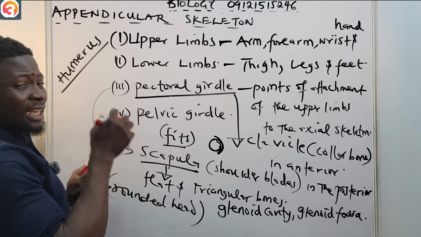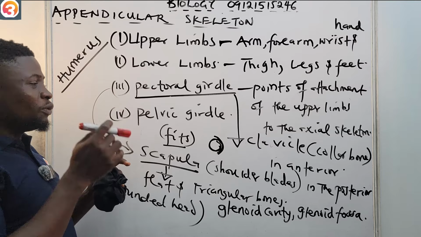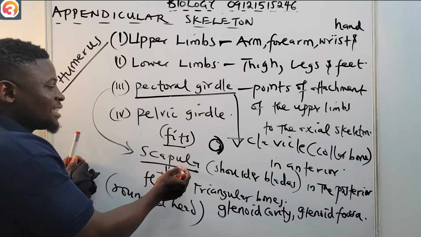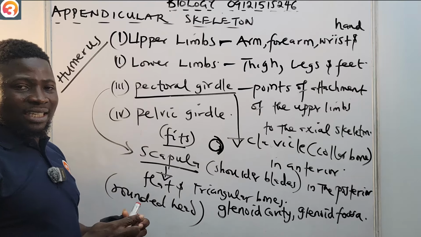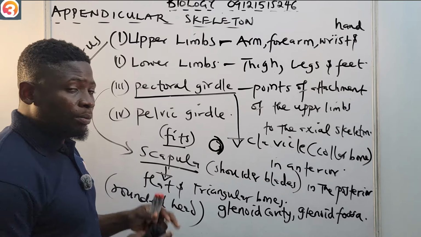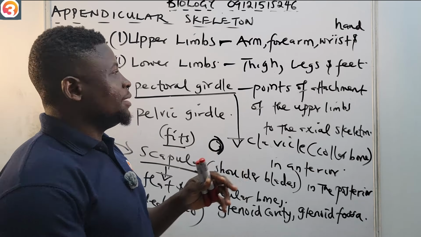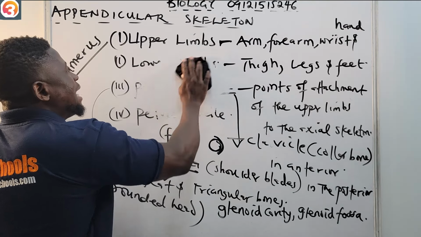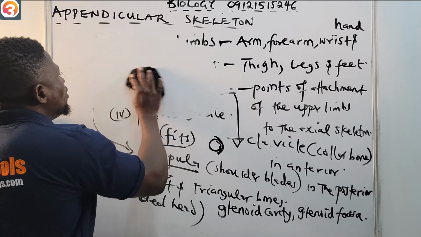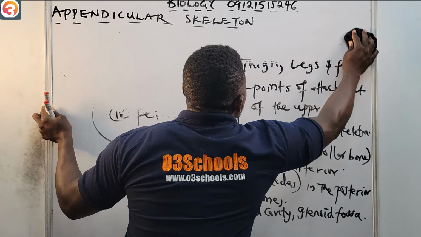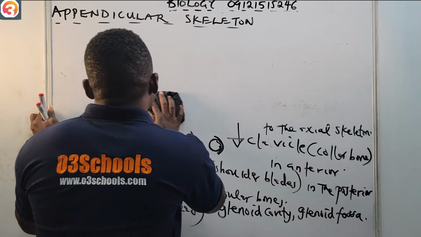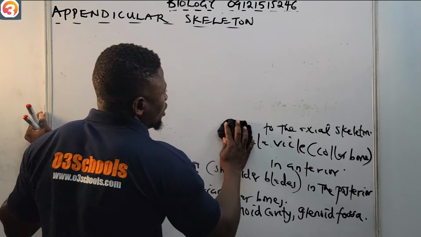So now the humerus has a rounded head which fits into a depression in the scapula called the glenoid cavity or glenoid fossa. Bones of the forelimb: the forelimb is also called the upper limb. Bones of the forelimb include the humerus. Let us look at them.